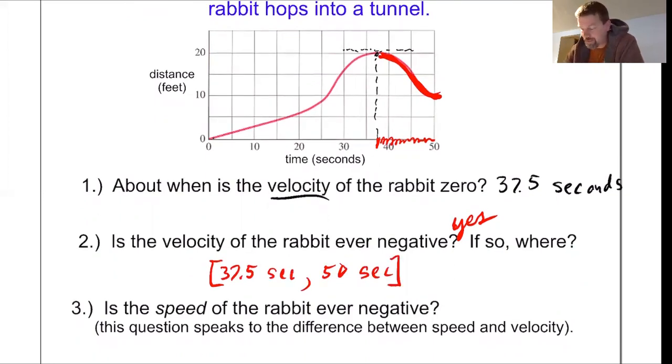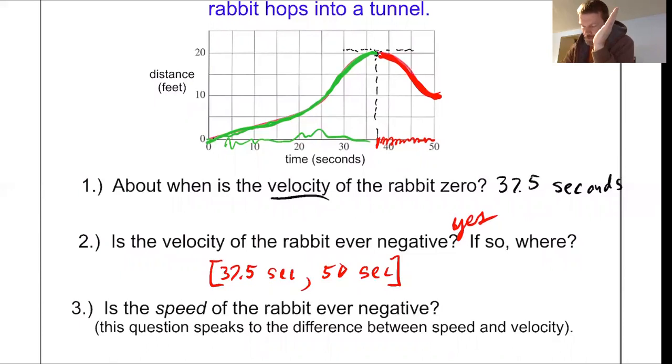So this should make sense. My velocity was positive. I had a positive slope during that entire section there. Then I had a negative velocity afterward, right? So positive velocity, then a negative velocity, and right in the middle, I had a velocity of 0. That's because this rabbit was hopping into the tunnel. So right, a positive velocity moving into the tunnel.